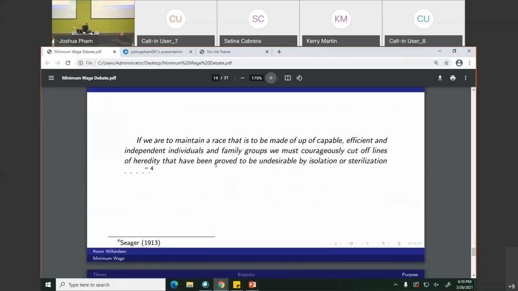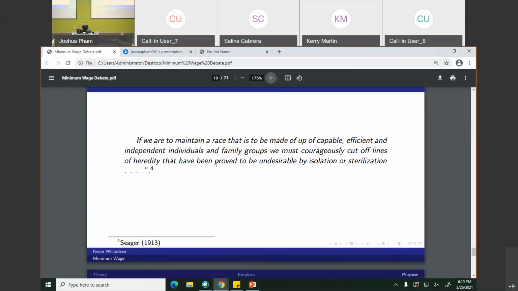This is Seager, 1913. If we were to maintain a race that is to be made up of capable, efficient, and independent individuals and family groups, we must courageously cut off lines of heredity that have been proved to be undesirable by isolation and or sterilization.